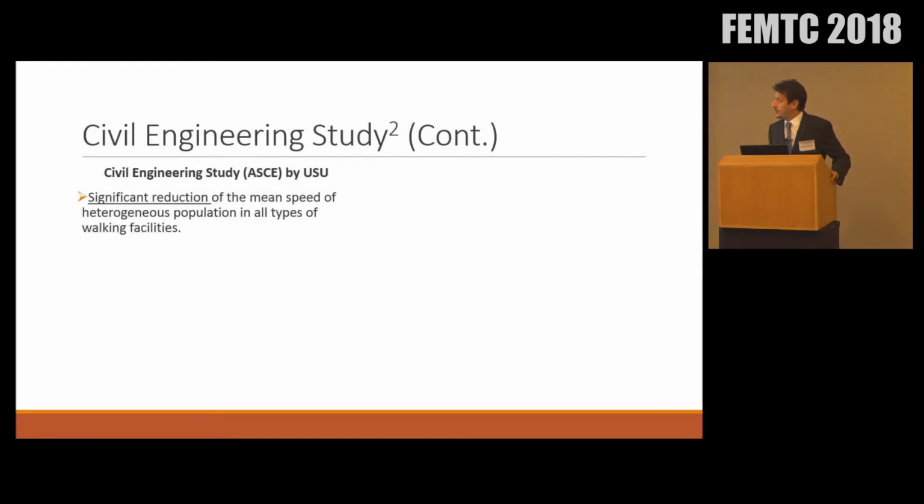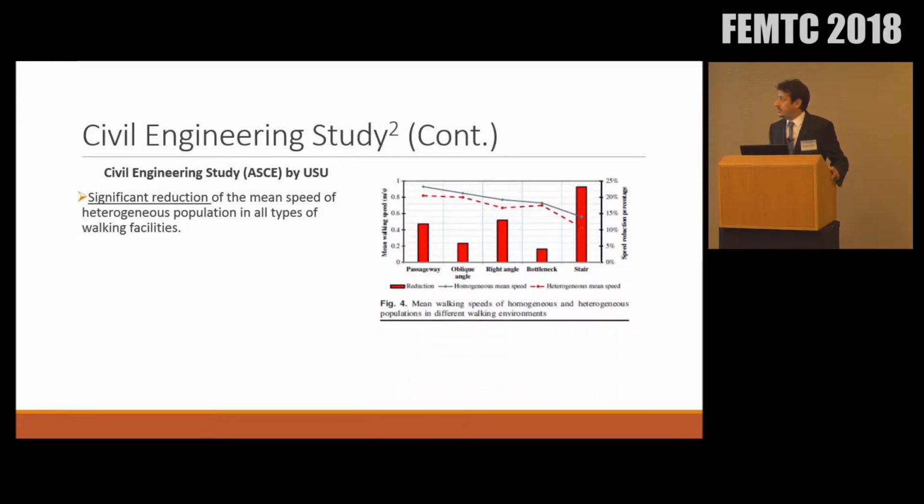So they've noticed a significant reduction of the mean speeds of the heterogeneous population in all types of walking facilities, which is expected. The blue line is homogeneous and the red line is heterogeneous. So a significant reduction, which should be considered when you're designing a building and known disabled people will be living in it.